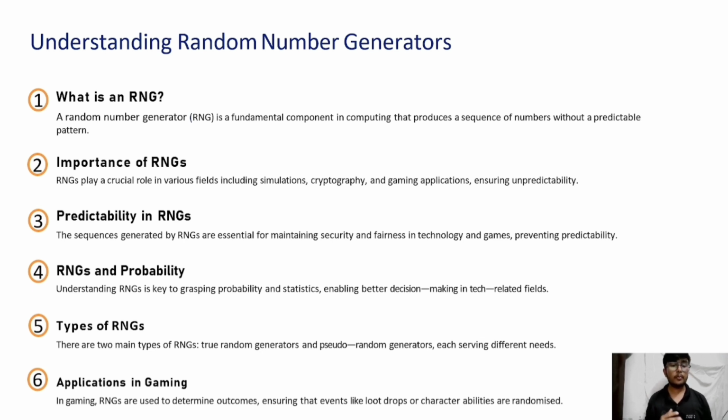Fifth is types of RNGs. There are two main types of RNGs, meaning random number generator. First is true random number generator and second one is pseudo random number generator, each serving different needs. Sixth one is application in gaming. Random number generators are used to determine outcomes, ensuring that events like loot drops or character abilities are randomized.